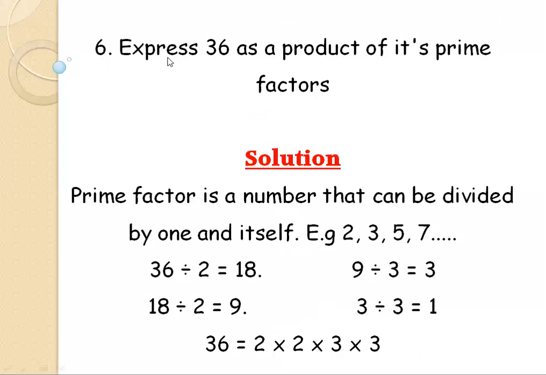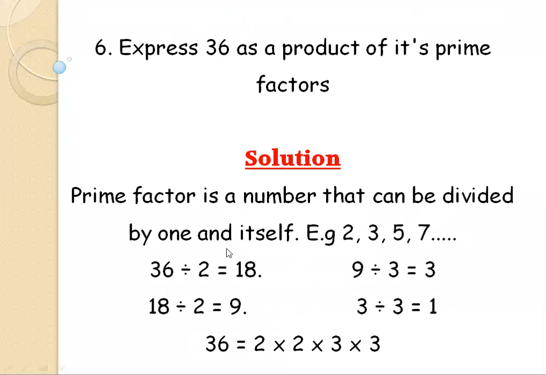This question says, express 36 as a product of its prime factors. We need to know what a prime factor is. A prime factor is a number that can be divided by 1 and itself. So these are examples of prime factors: 2, 3, 5, 7. Take note, 1 is not a prime factor.